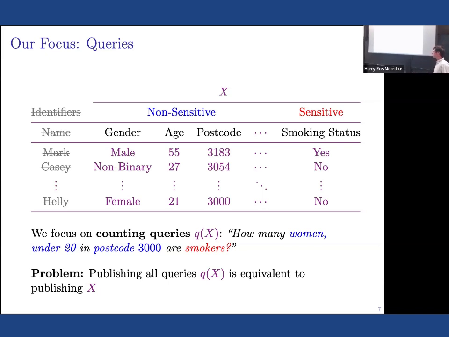The issue is that you can't just publish every answer to every possible query. There's a bijection between the full set of queries and a unique database. It's basically equivalent to just publishing the database if you publish all of these queries accurately, which, as we saw in the example I just gave, is a bad thing to do. So we need to do something a little bit more. I'll also give you an example justifying how it's equivalent.